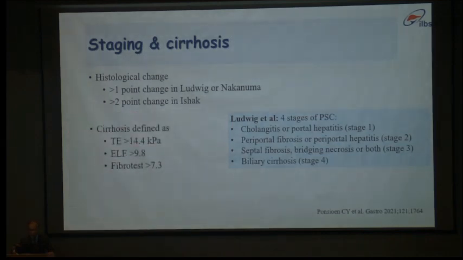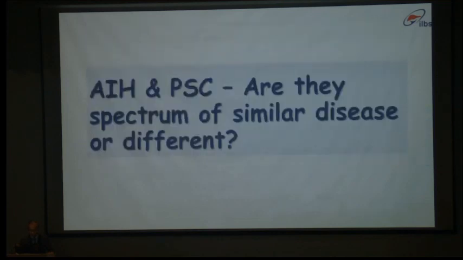So cirrhosis is further defined on the basis of non-invasive tests like elastography when it is more than 14.4, enhanced liver fibrosis score of more than 9.8, and FibroTest more than 7.3.